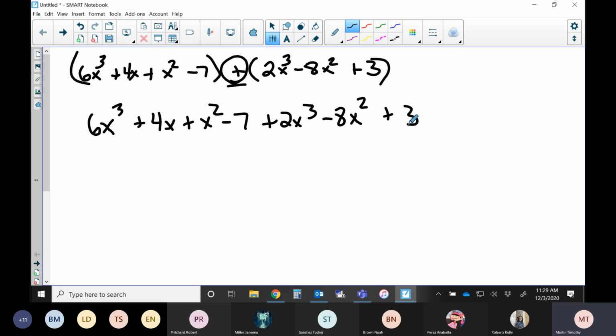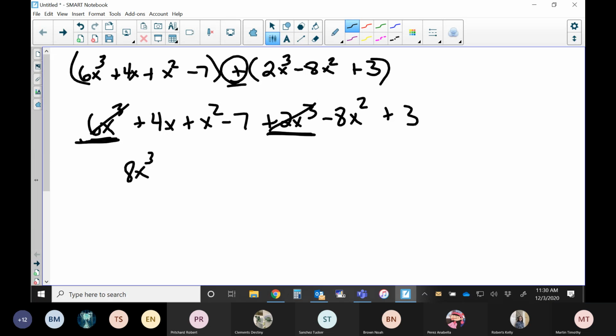Destiny, what would I add together first? By the way, we do the highest exponent first. So what would I put first? What can I combine? 6x cubed and 2x cubed. Okay, and this is a positive 6x cubed and a positive 2x cubed. So what am I going to have? 8x cubed. Perfect. Thank you so much for your help. You're welcome.